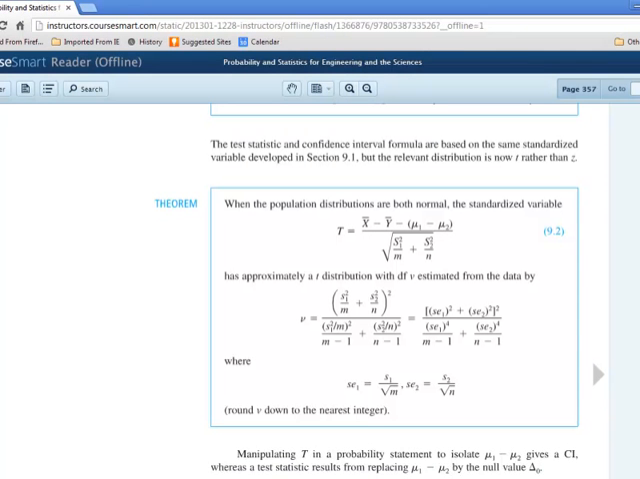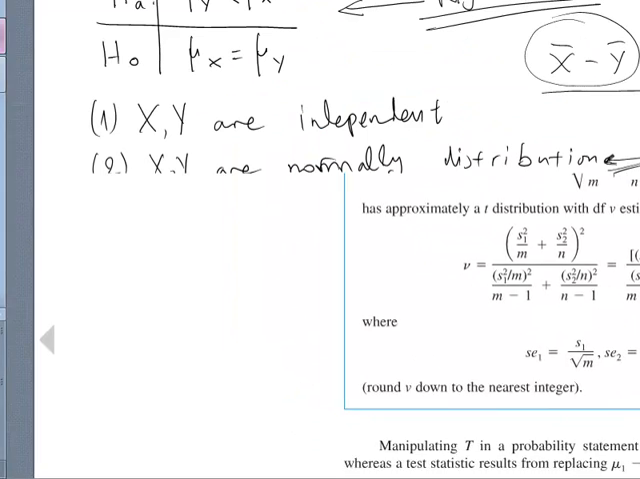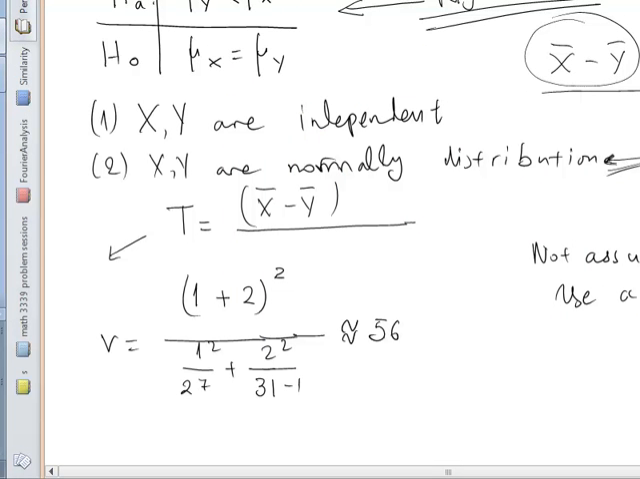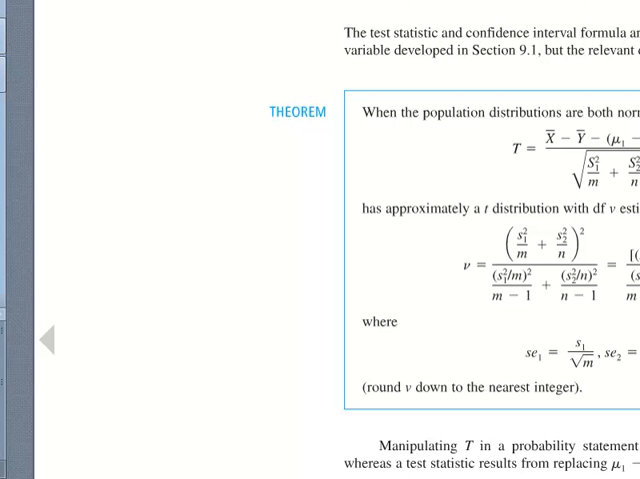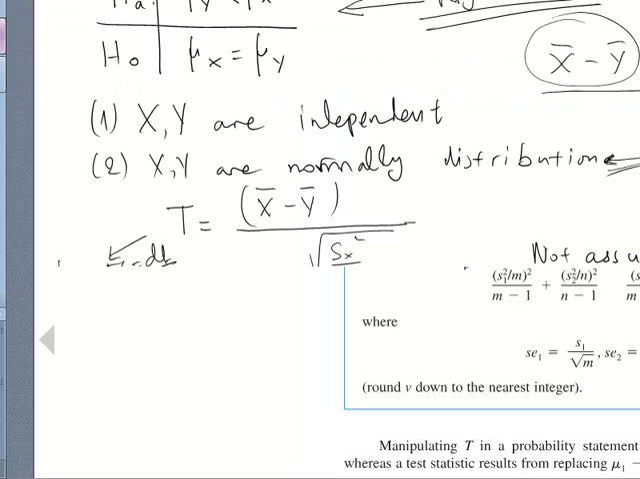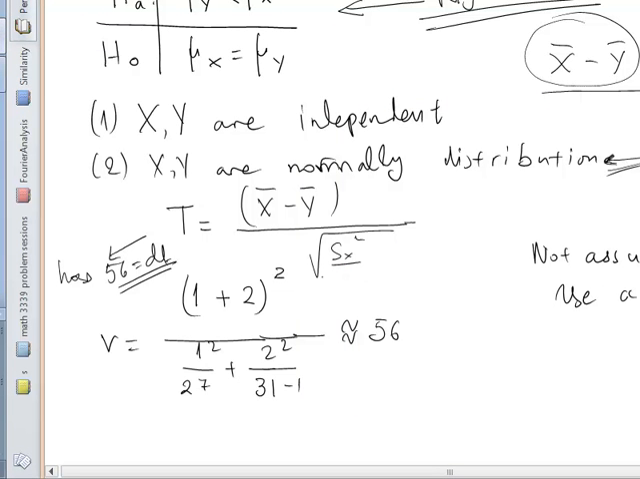You see, so I have done the calculation. If you do the calculation, then this is approximately 56, the result. So T, this one, has 56 degrees of freedom. DF means degrees of freedom. So minus zero, and here you have S sub x squared divided by 28, look at the formula, and the other one is S of y squared divided by 31. And we do the math and we get the result. Okay? Any questions?